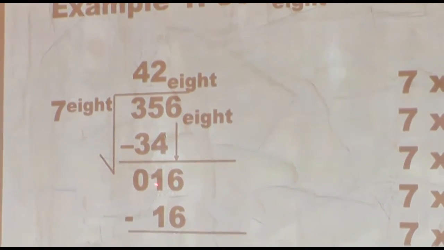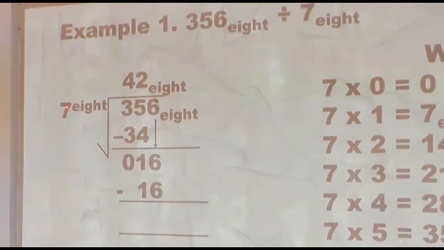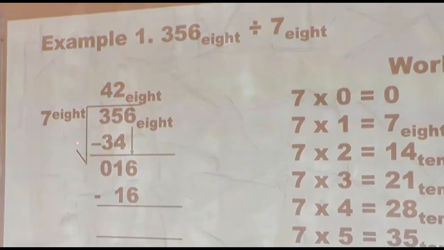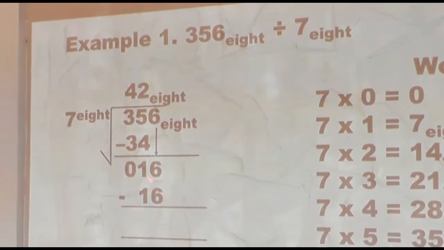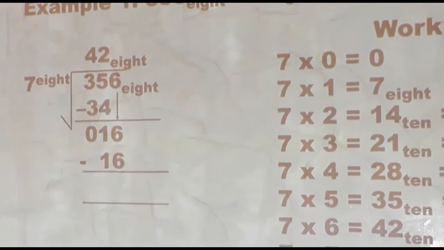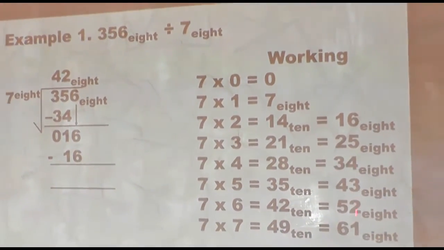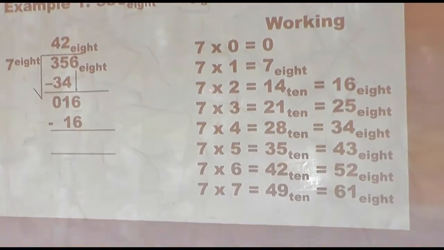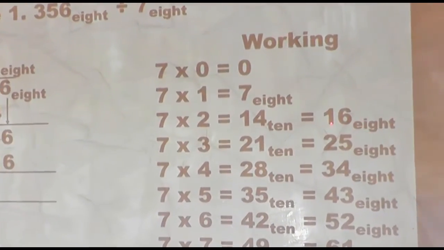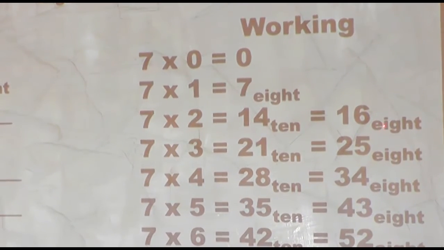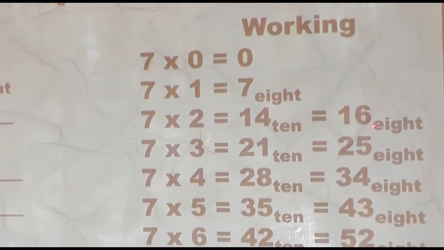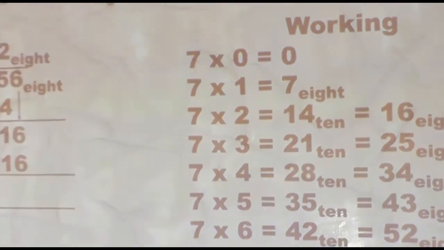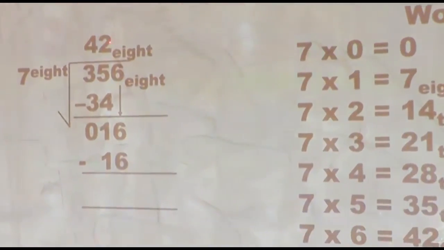Now we are not done with the division. We will continue as we divide 16 by 7. Now let's come back to our table. What is the closest or equal to 16 in this table? That will be 7 times 2, 16 in base 8. So this makes a complete division, so we know now that 16 divided by 7 in base 8 is 2.